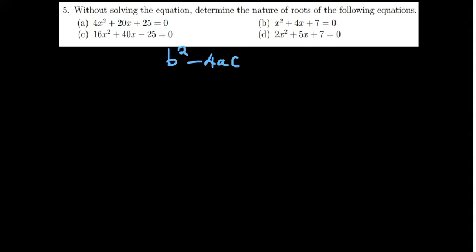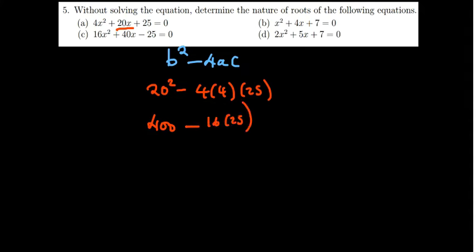For the first one, your b squared there is what? Your b is 20, so you have 20 squared. Your a is 4, your c is 25. So 400, I believe. 4 times 4 is 16, and 16 times 25 is also 400. So I'm getting a 0. I said whenever you get a 0, the roots are what? They are real, first of all, because you're able to find the square root of 0, and then they are also equal. So they are real and equal roots.